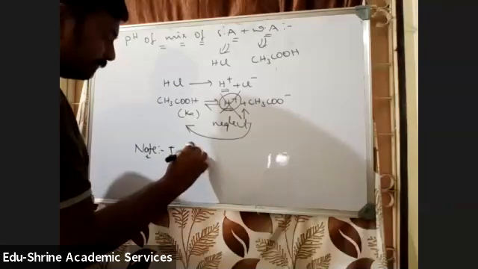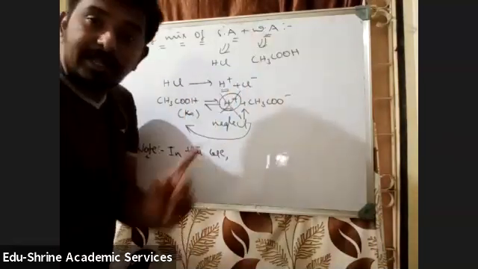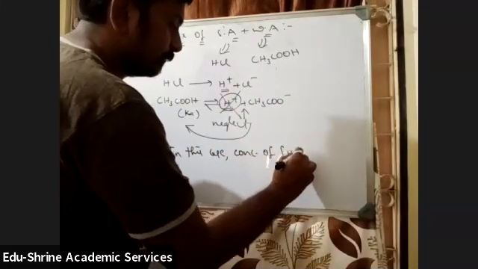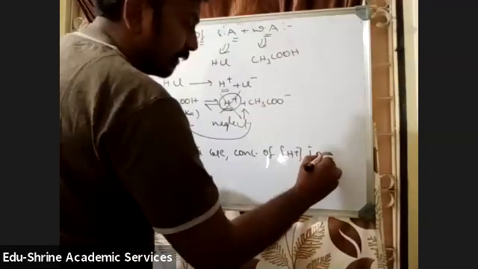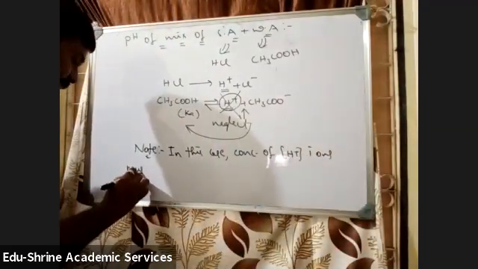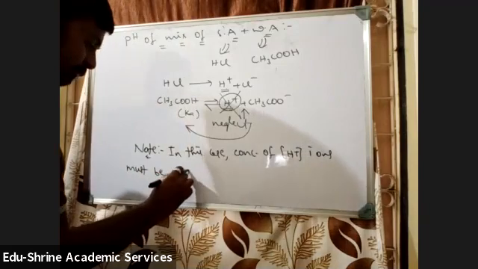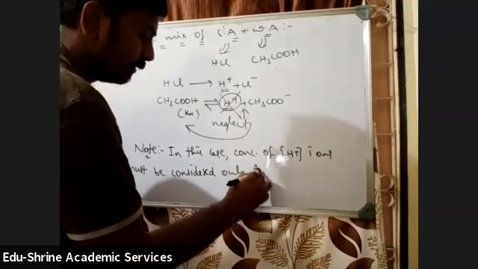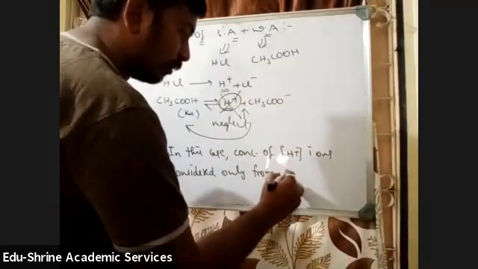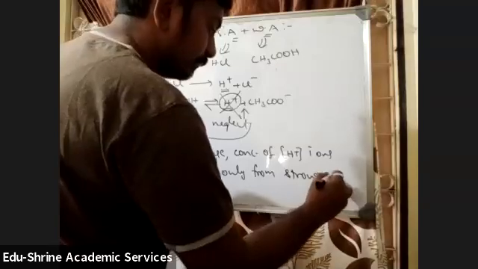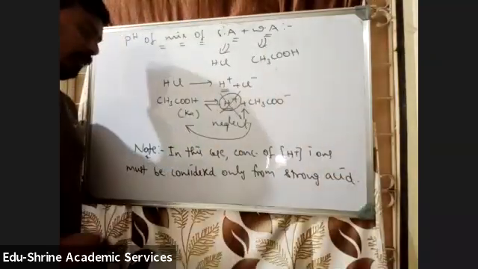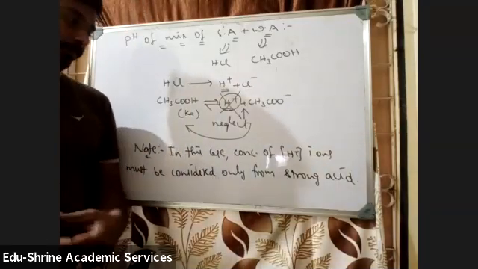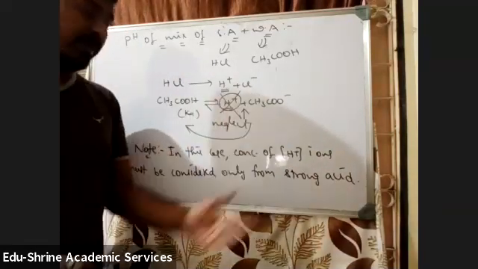So make a note here. In this case, when there is a mixture of strong acid and weak acid, the concentration of H plus ions must be considered only from the strong acid. Only this is the point you need to remember. Remaining everything will be the same.